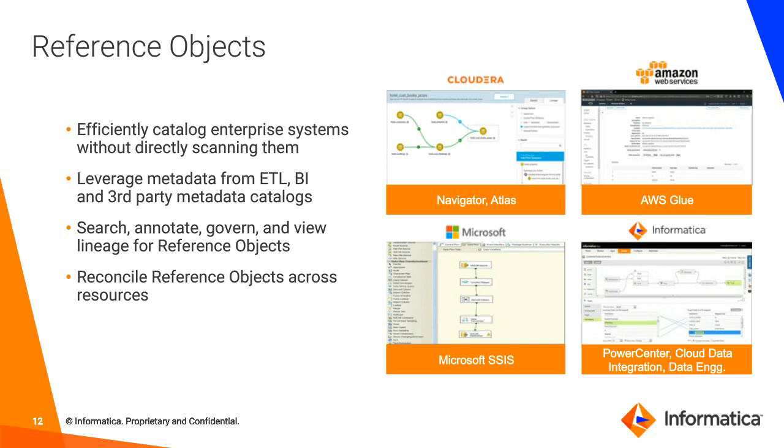Users will be able to search for those objects. Users will be able to govern those objects. Users will be able to see lineage for those objects. Users will be able to associate business glossary terms to those objects. All of that is available. So for all the data lineage that you have, you don't need to scan the sources and targets anymore. It's a very important capability coming in 10.4.